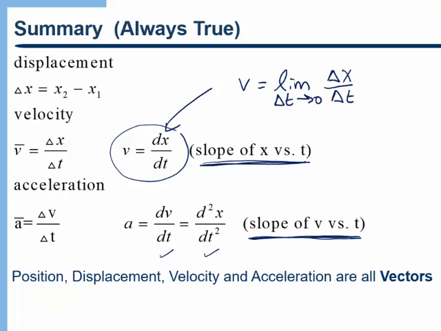Also remember that position, displacement, velocity, and acceleration are all vectors, so the direction is important. In one dimension, we just deal with that with plus or minus. So if an object is moving to the right, it has a positive velocity. If it's moving to the left, it has a negative velocity.